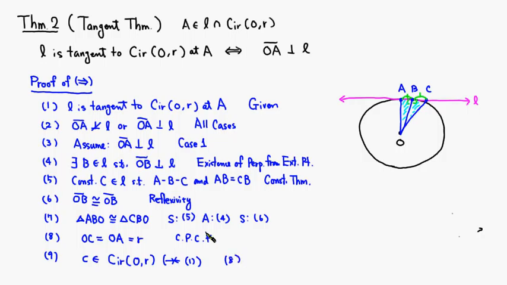Since this is a contradiction, the last line, number 10: therefore, we know that segment OA has to be perpendicular to line L by rule of elimination, which is case 2.